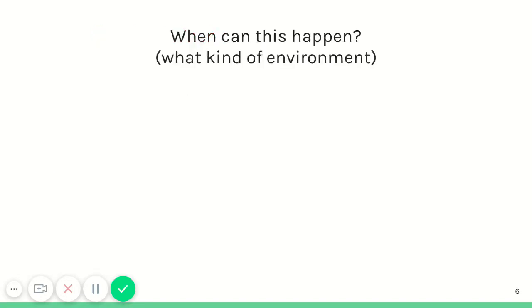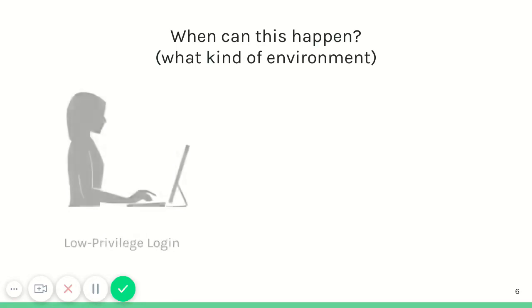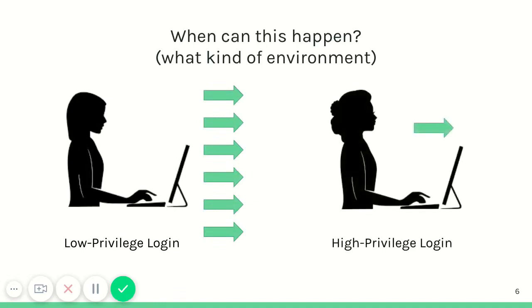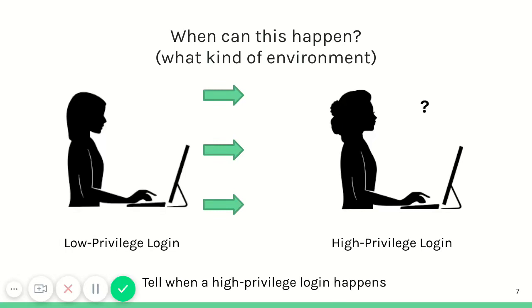First, let's consider an example of the kind of environment where JIT-based side channels may occur. We could have some application allowing different types of login. A low privilege login, which occurs frequently and is the common behavior of the application, or a high privilege login, which only occurs rarely. Through a JIT-induced side channel, some user executing only their low-level login privileges can actually learn if and when a high-level login happens.